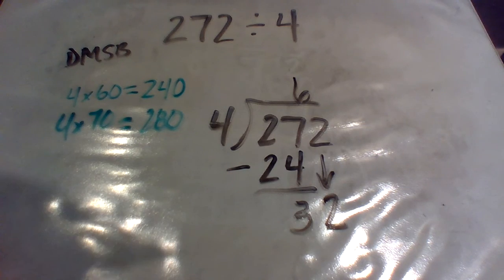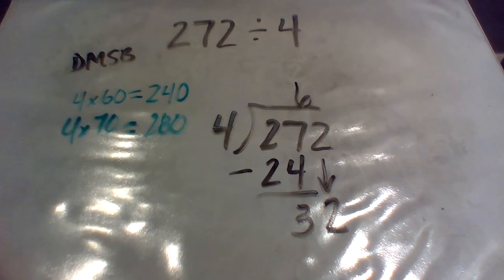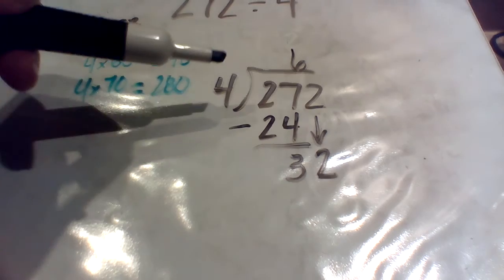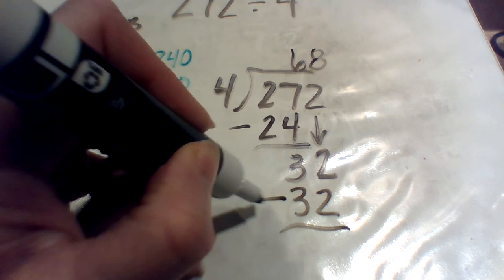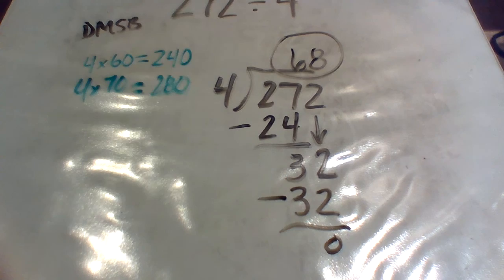Now I'm taking my 32 and I'm dividing that up into groups of 4. Okay, so I'm going to end up with 8 groups because 4 times 8 is 32. So my final answer should be 68.